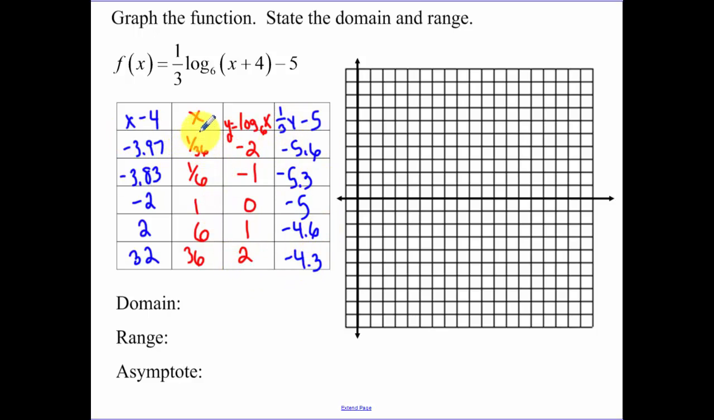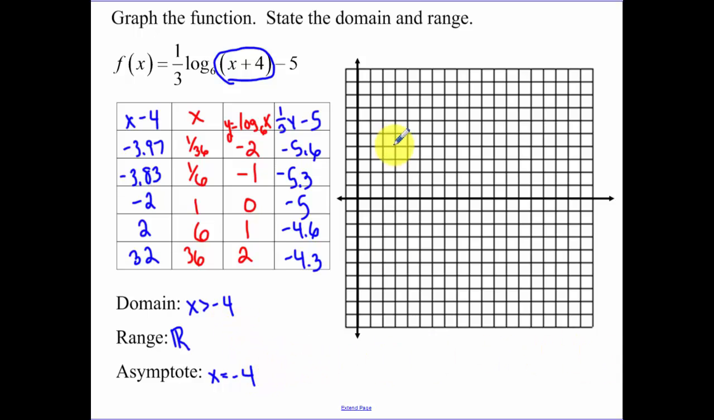Remember, I took and I plugged in these values for x and calculated out. Okay, so our asymptote is the value that makes this piece equal 0. So that's x equals -4. Your range is always all real numbers. Your domain, x plus 4 has to be greater than 0, so x has to be greater than -4.